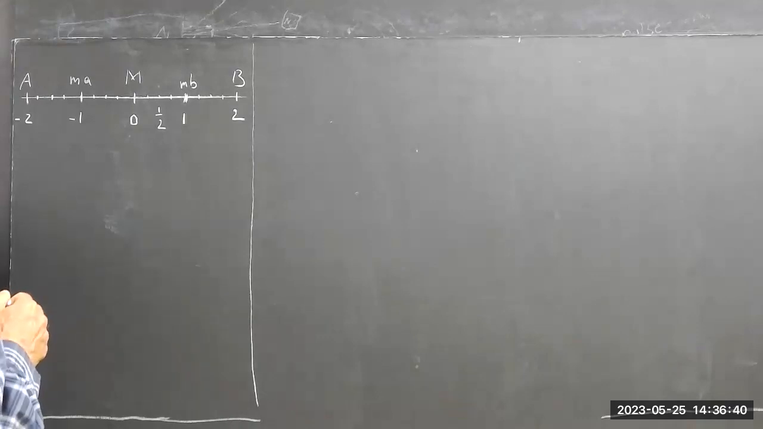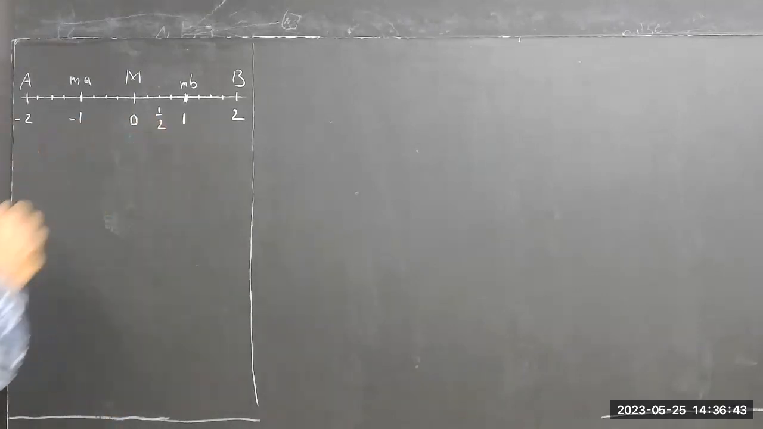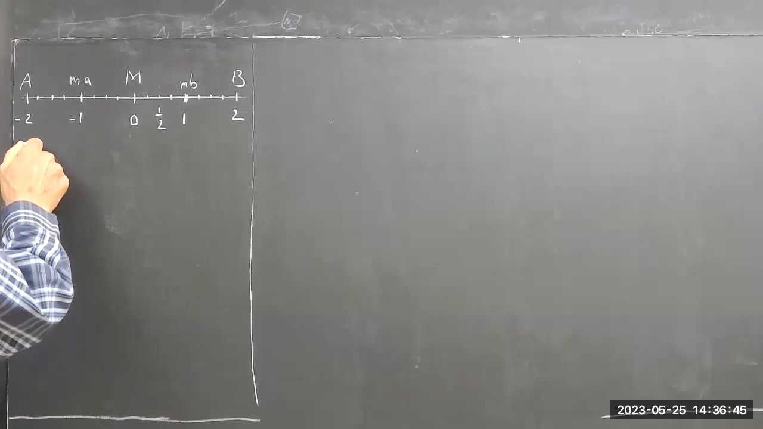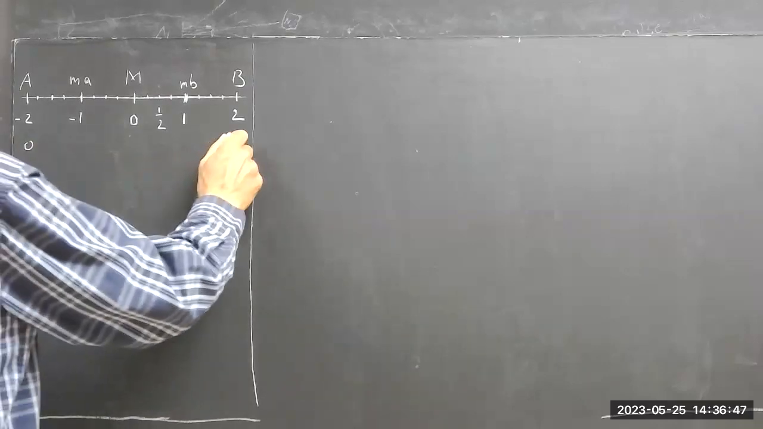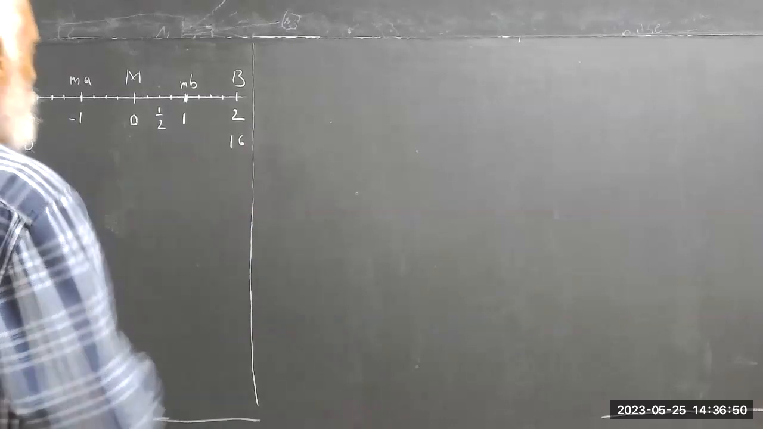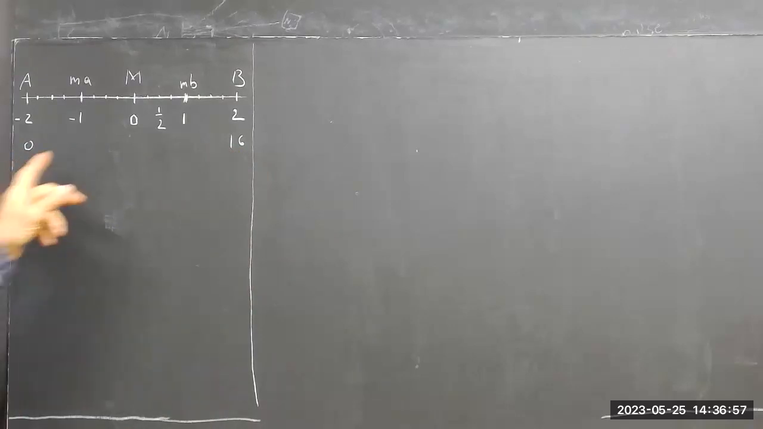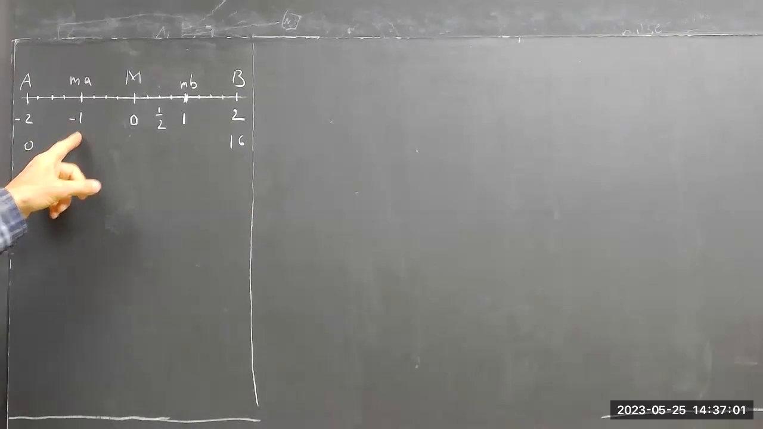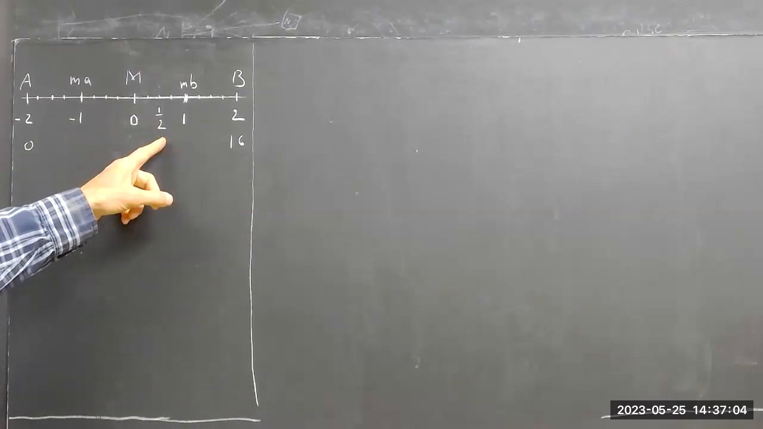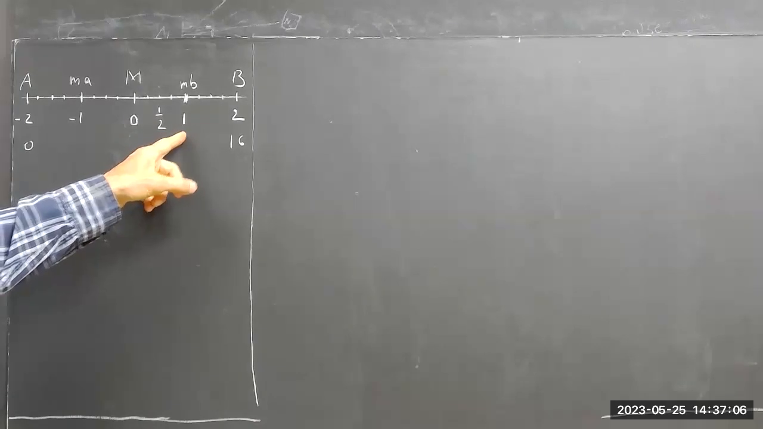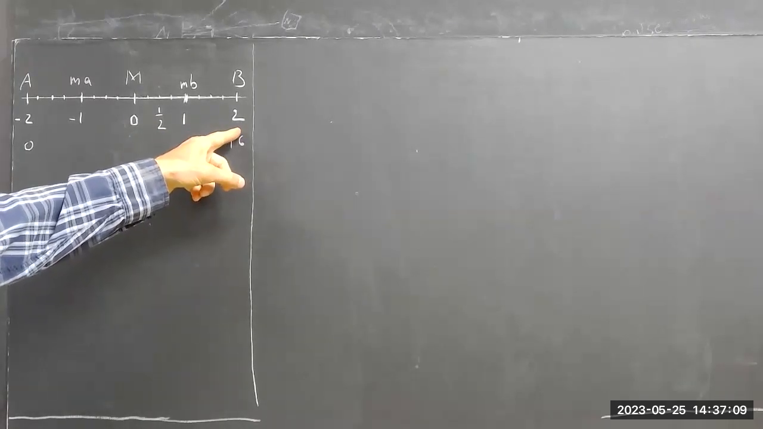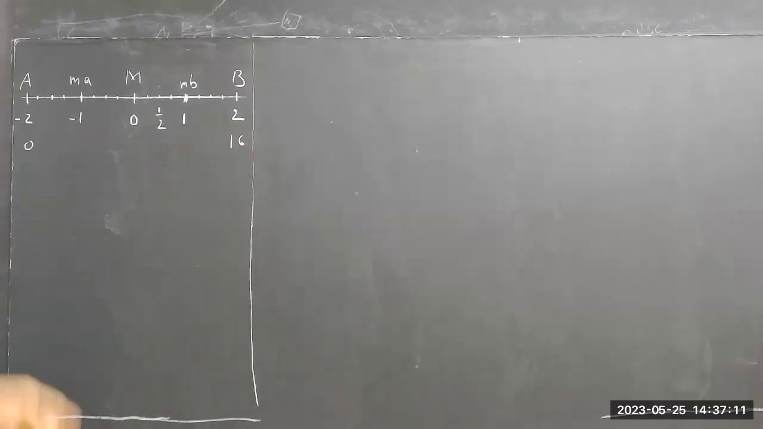Okay. Now, a more obvious way to number these points would be from 0 to 16. Okay, now if we number from 0 to 16, what number from 0 to 16 would match up with -1? What number would match up with 0? What number would match up with 1/2? What number would match up with 1? Excuse me, what number would match up with 2? Stop and give that a little thought.